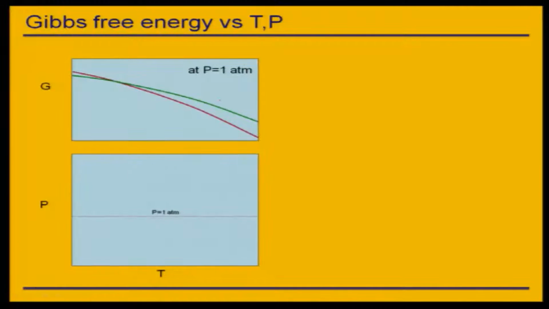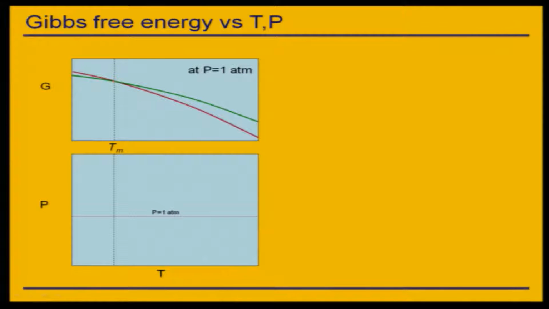Let us suppose I have a free energy versus temperature curve at the top at a fixed pressure of 1 atmosphere, and I know that these two curves will cross over at the melting temperature given by this point here, which has been marked by a red dot. So, now can I translate this point onto the pressure temperature diagram? How do I do it? Very simple, I just draw a vertical line across.